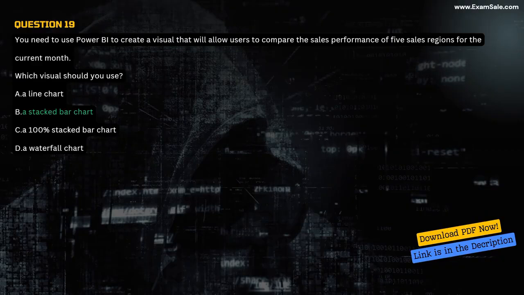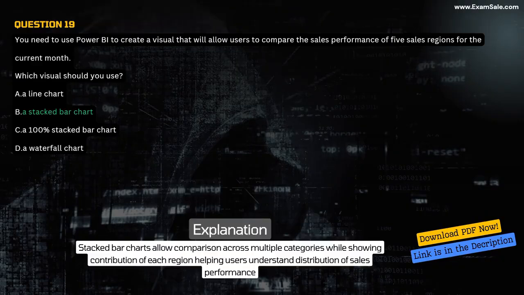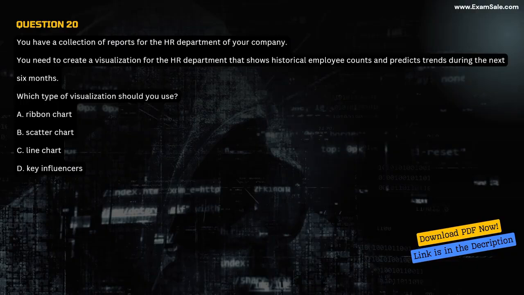Stacked bar chart. Explanation. Stacked bar charts allow comparison across multiple categories while showing contribution of each region, helping users understand distribution of sales performance. Question 20. You have a collection of reports for the HR department of your company. You need to create a visualization for the HR department that shows historical employee counts and predicts trends during the next 6 months.